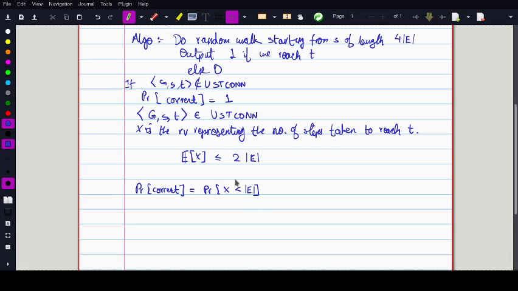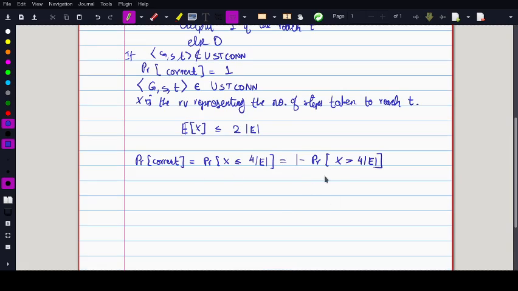Yeah, no, sorry, it would be 4 times mod e, because if we can reach from s to t in less than or equal to 4 times mod e steps, then our algorithm outputs true, because it's correct, because we were able to reach from s to t in 4 times mod e steps. So this can also be written as 1 minus the probability that x is greater than 4 times mod e.